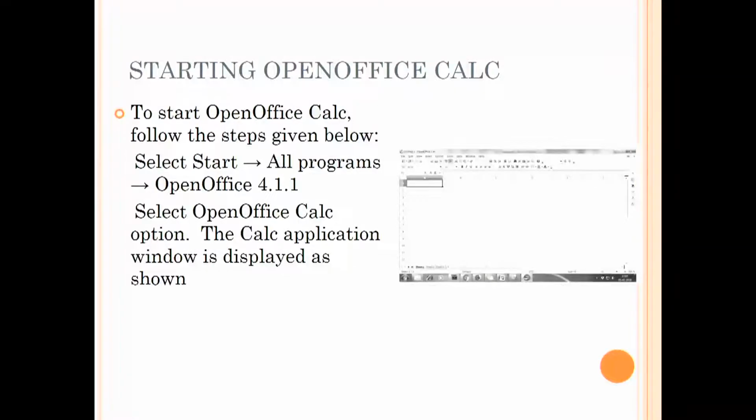Now, how do we start OpenOffice CALC? To start OpenOffice CALC, you have to follow these steps. Firstly, select Start, then go to All Programs, then OpenOffice 4.1.1. Select the OpenOffice CALC option. The CALC application window will be displayed, as you can see in the figure. So this is the CALC application window.